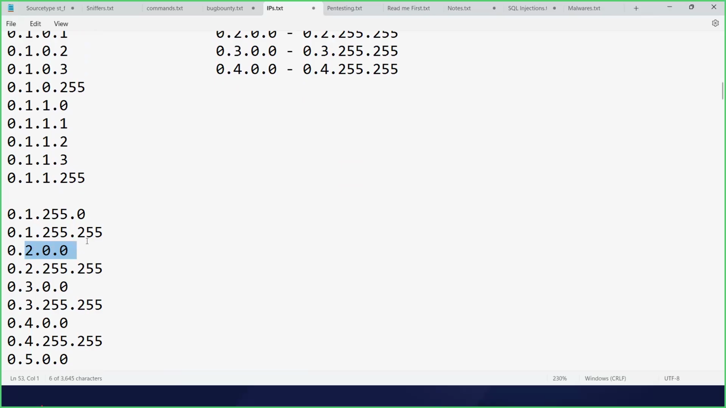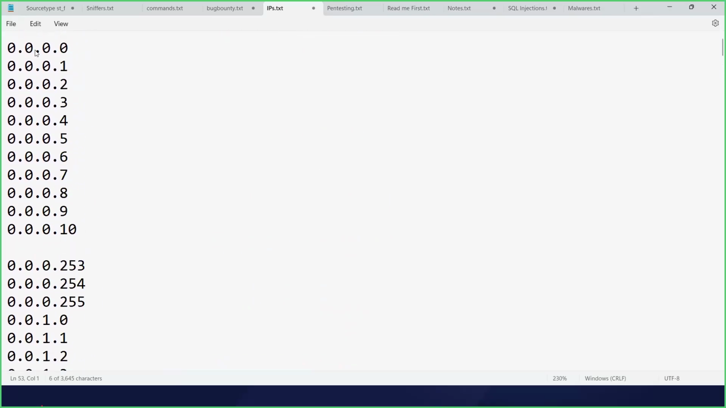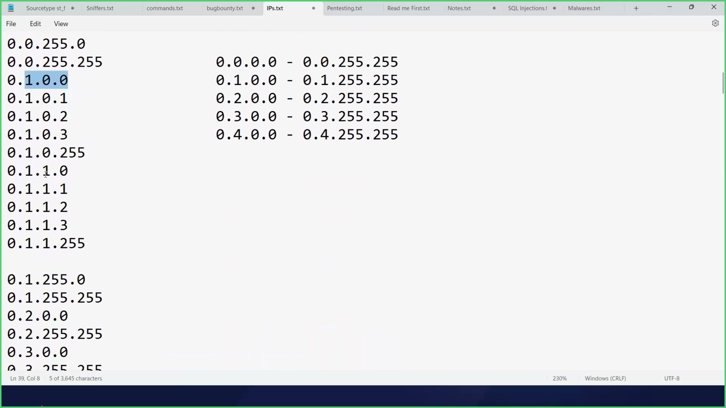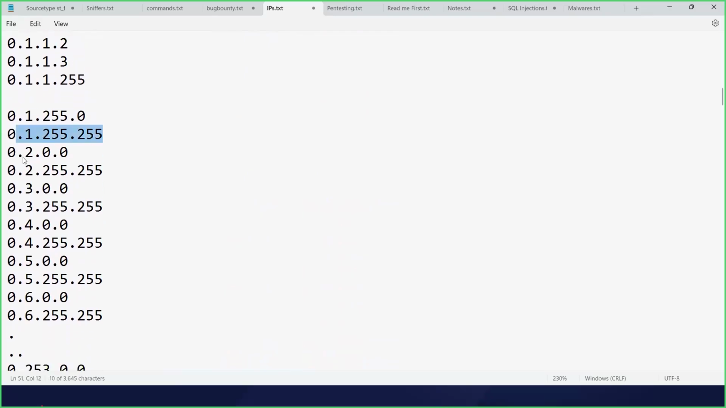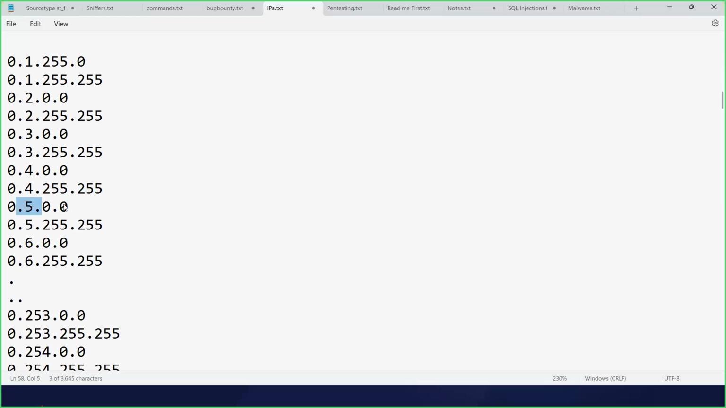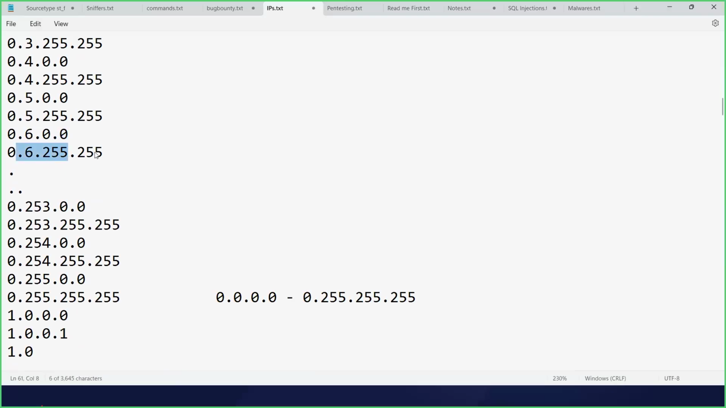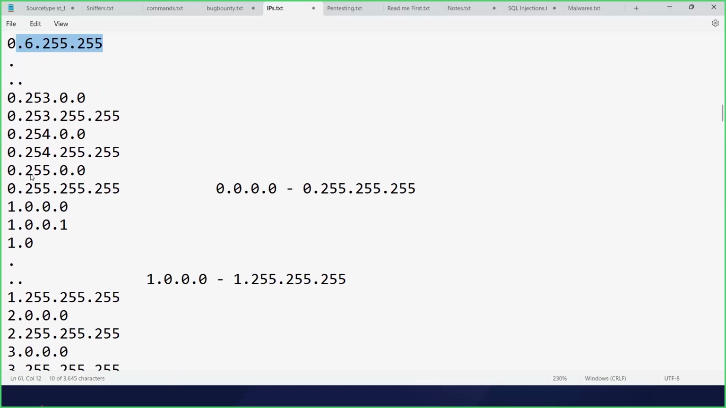So if you see, this is the next octet's pattern: 0.0.0.0 to 0.0.255.255, 0.1.0.0 to 0.1.255.255, 0.2.0.0 to 0.2.255.255, 0.3.0.0 to 0.3.255.255, 0.4.0.0 to 0.4.255.255, 0.5.0.0 to 0.5.255.255, 0.6.0.0 to 0.6.255.255. That goes on and on and on. And somewhere down the line, you would have 0.255.0.0 to 0.255.255.255. Now all the three octets are filled.